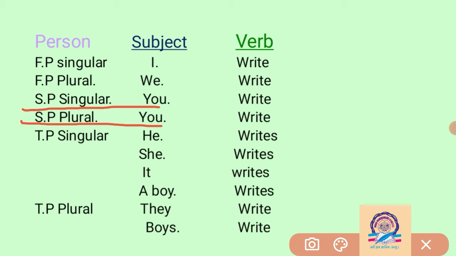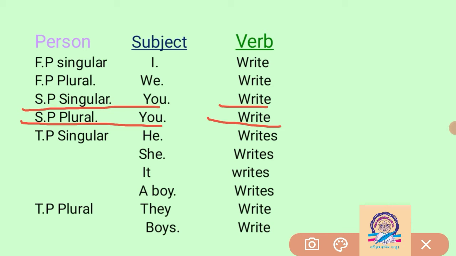Either the listener is one, so we can say that it is singular, or the listener is more than one person, so we can say that it is you. So second person is the listener, and we have to write the subject as you here. Then we have to write the main form of the verb. It means write becomes write only, and you is in the plural, so we have to write write becomes write only here.